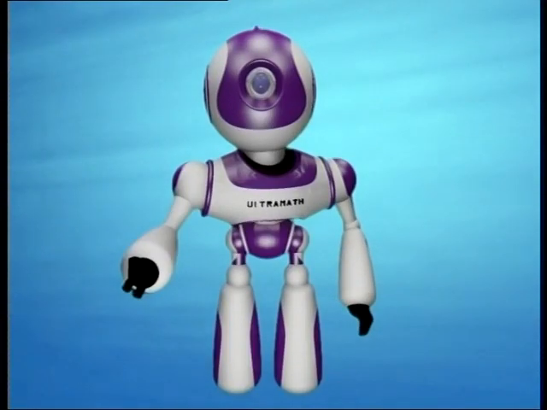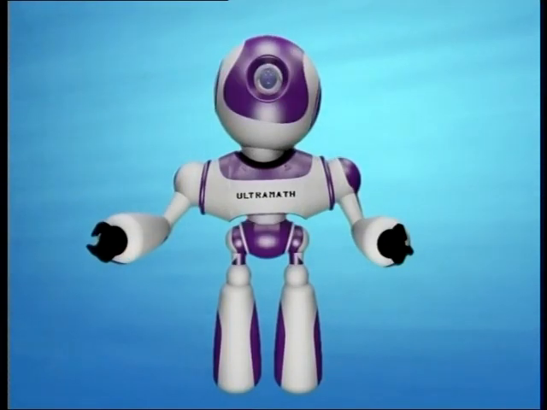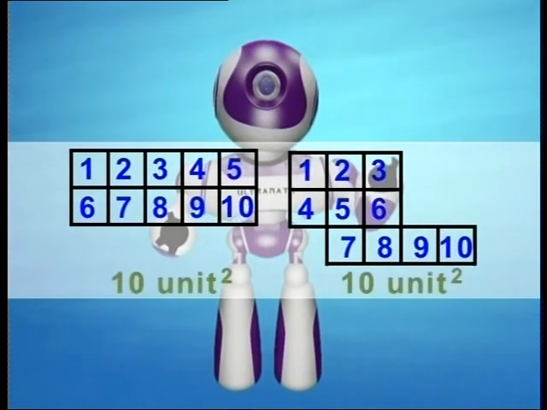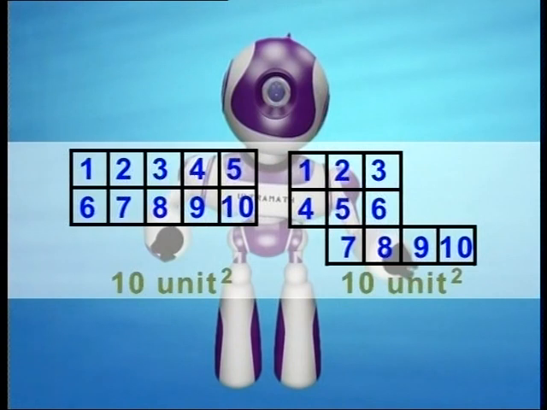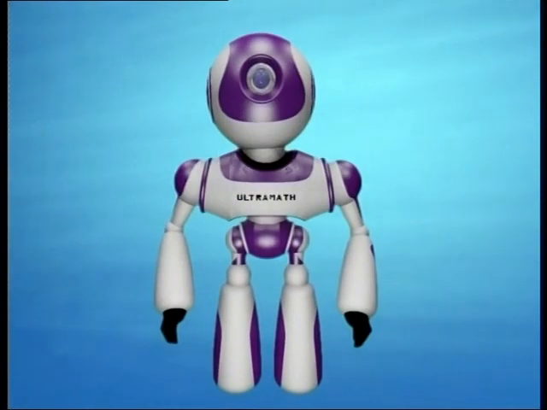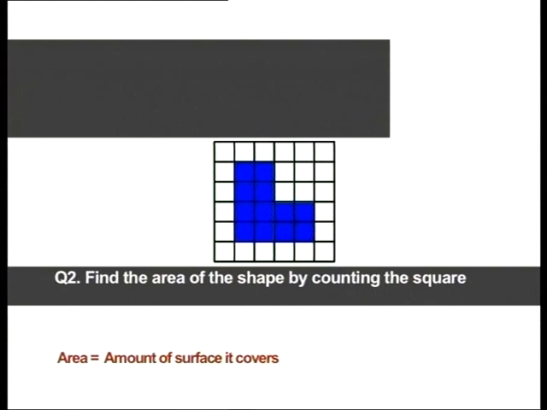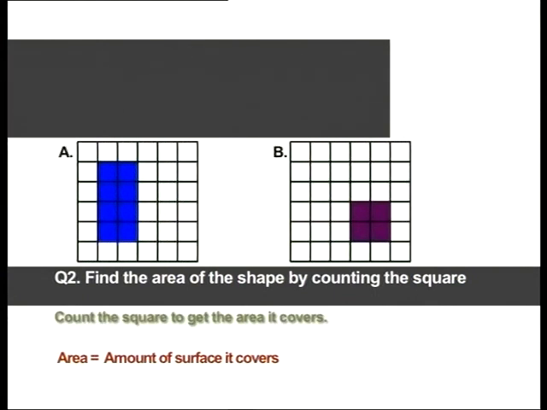Do you know that two different shapes can have the same area? Here are the examples. You see, two different shapes can have the same area. Question 2. Find the area of a shape by counting the unit squares. Look at the diagram. To make it easier, you can divide the area into 2, A and B.